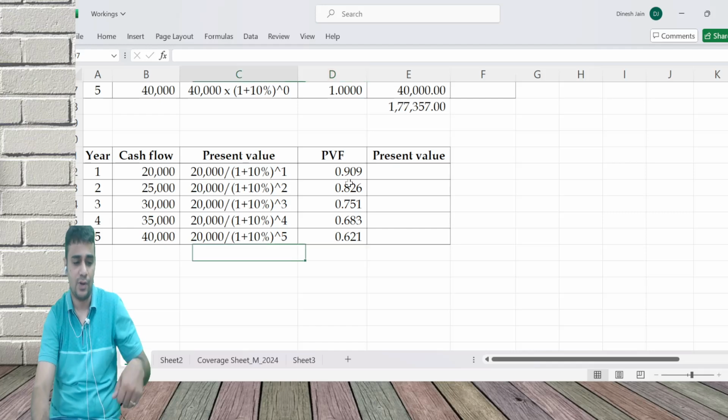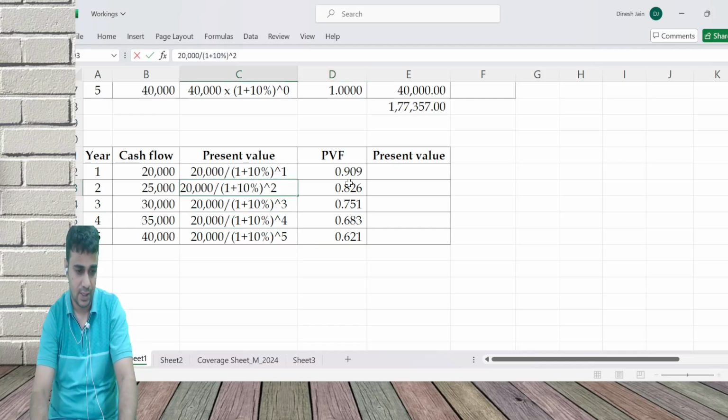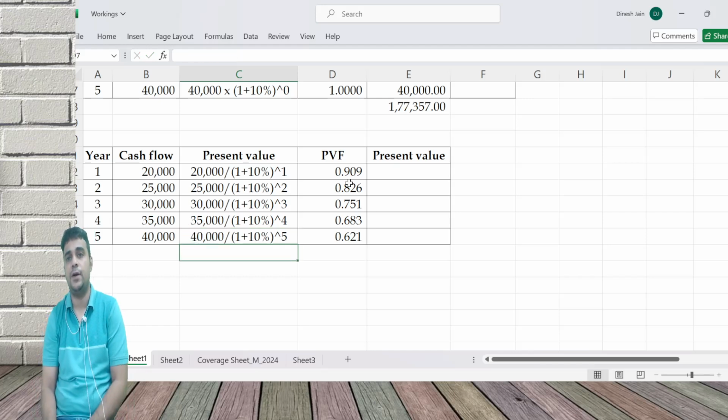Sorry, the amounts are different. That's a copy paste error. 20, 25,000, 30,000, 35,000 and 40,000.